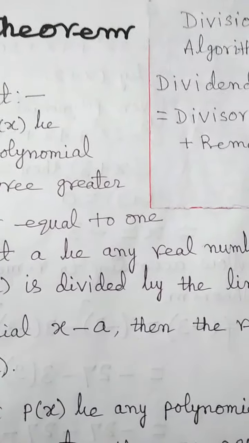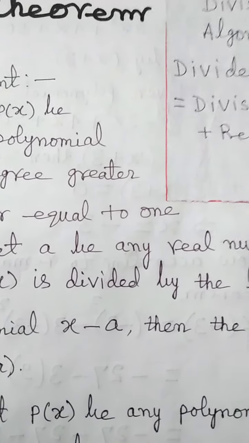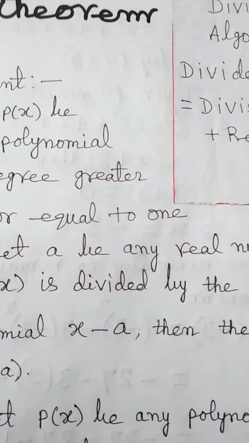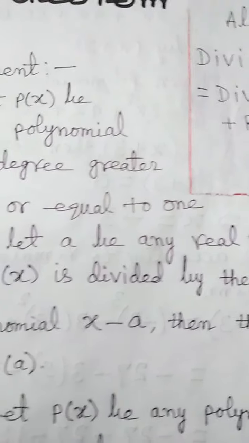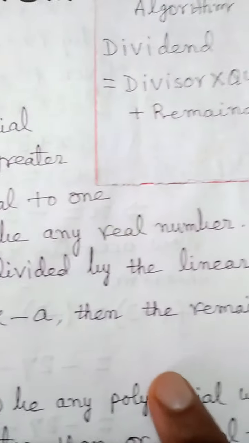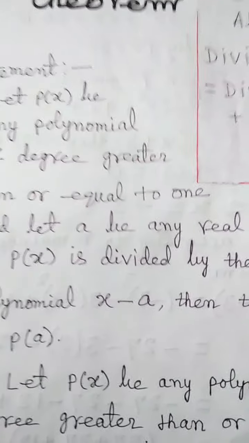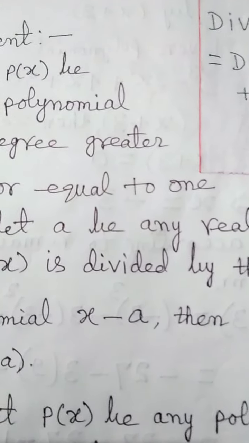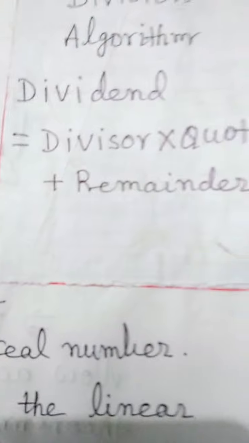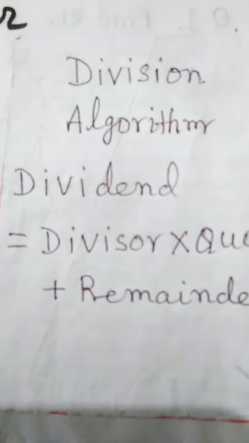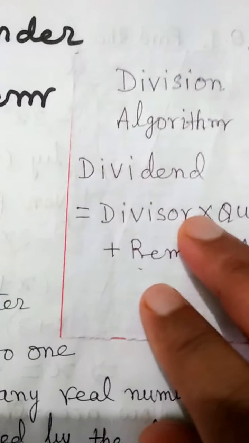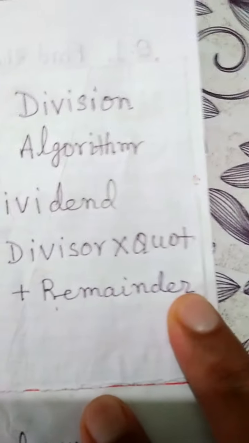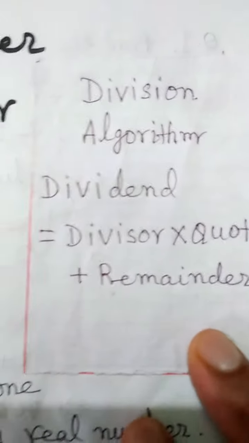Or if the remainder is a constant, then its degree will be 0, as the degree of a constant polynomial is 0. We have to find the value of P(a). Then the remainder is P(a). It will be solved with the help of the division algorithm. As we know, recall it, dividend is equal to divisor into quotient plus remainder. With the help of this algorithm, it will be proved.